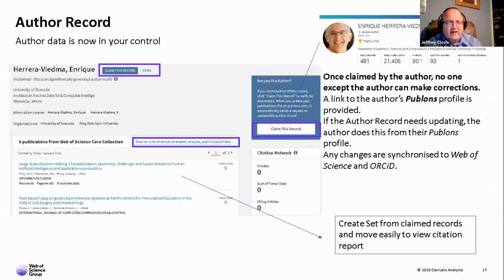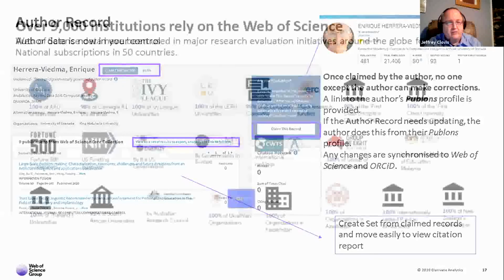So authors then have a link over to their author profile where they can make corrections, make changes, and then every user of the Web of Science sees this author record, and you're able to create a set from this person's papers. This person could have different names over time, and be at different institutions, etc. And it's all appearing on the record. And we also have a citation map, it was just updated this week, that is included on the author record now in the profile.